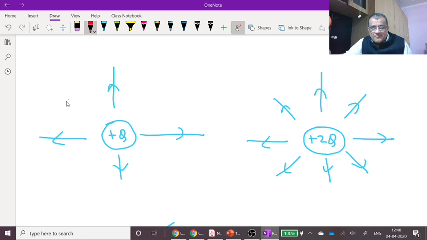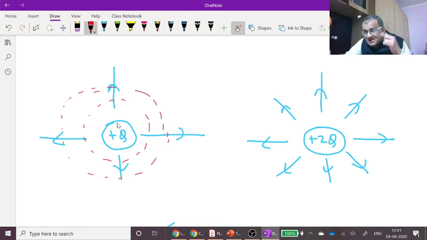If I draw a sphere around it, a closed surface around it, and suppose I have a sphere at a nearer distance, even though the value of E, electric field, is reducing, the number of field lines passing through the sphere remains the same. Now I am repeating it at the risk of getting you irritated, but it needs to be repeated.